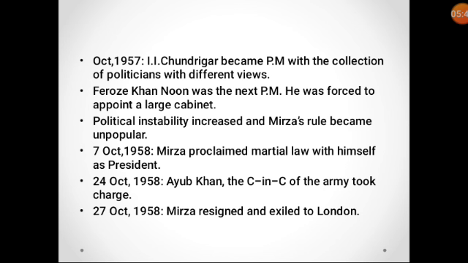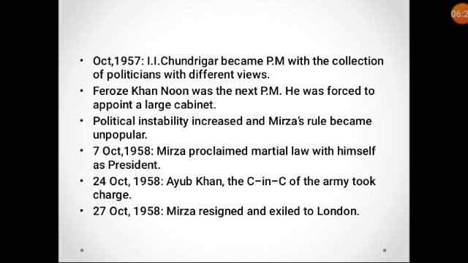In October 1957, Ismail Ibrahim Chundrigar became Prime Minister with a collection of politicians with different views. So it was quite hard that the cabinet would agree on one point regarding so many issues. So it was the amalgamate of different people having different views. So that government of Ismail Chundrigar didn't succeed.